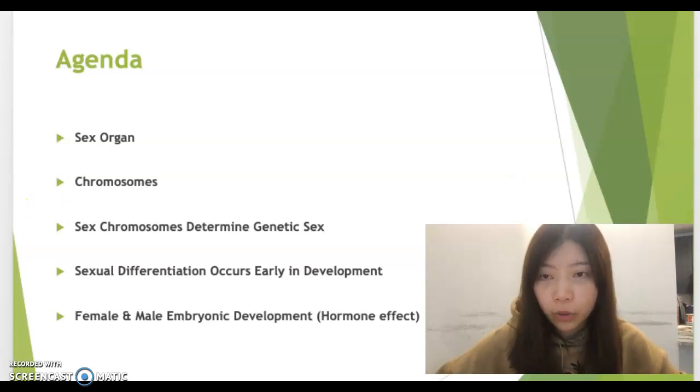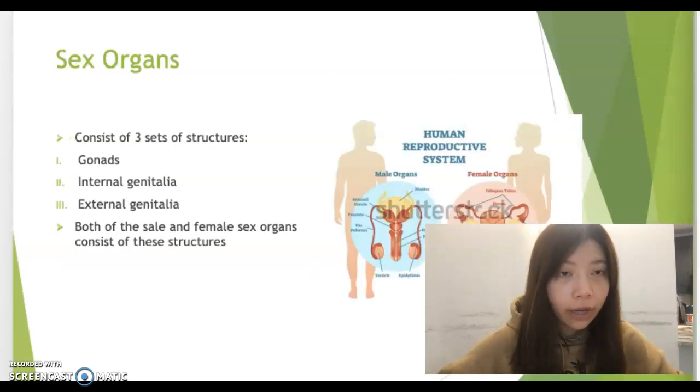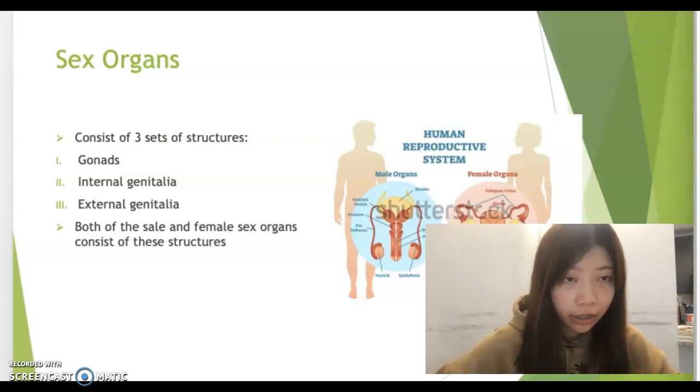Now, let me begin our introduction with the sex organs. The male and female sex organs consist of three sets of structures: the gonads, the internal genitalia, and the external genitalia. Gonads are the organs that produce gametes, the eggs and sperm that unite to form new individuals. The male gonads are the testes, which produce sperm. The female gonads are the ovaries, which produce eggs or ova.